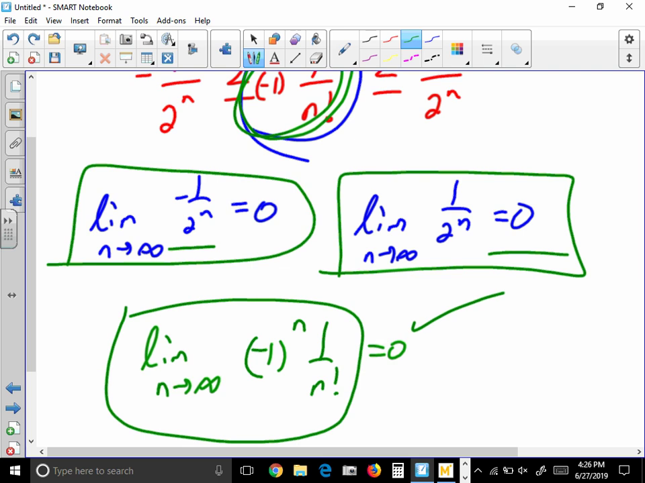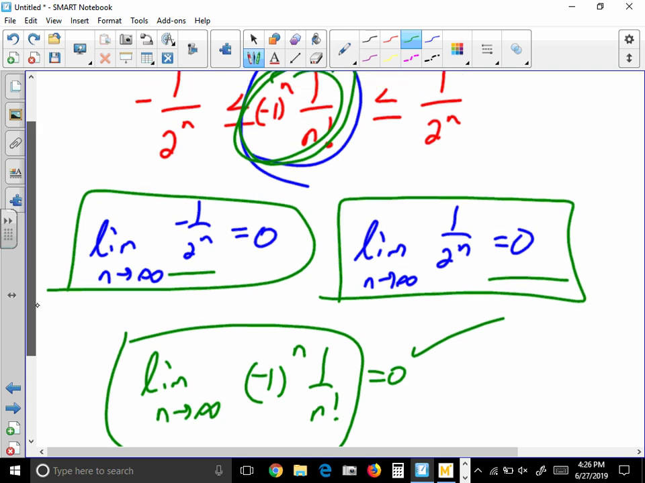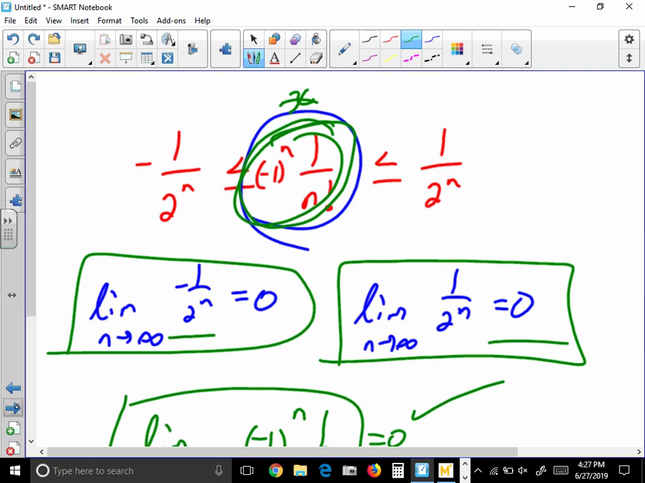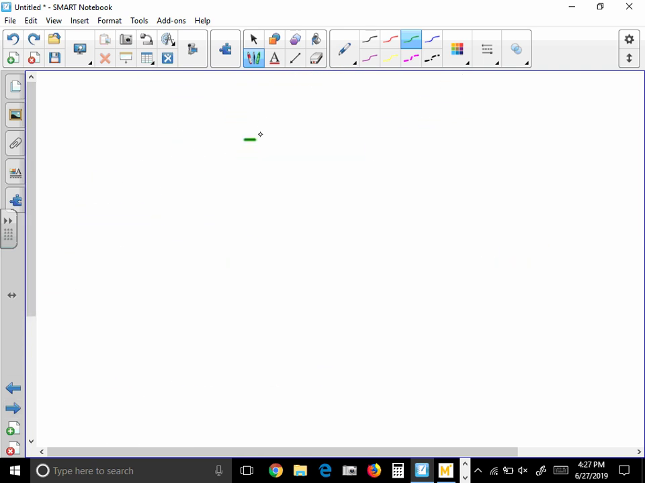That's kind of a last resort for showing convergence, is finding things that are bigger and then smaller than that one, because sometimes it is hard to find. If that's our sequence, what is something that's bigger than that? And then what is something that's smaller than that converges to the same number as the bigger one? So that can be a little bit tricky.